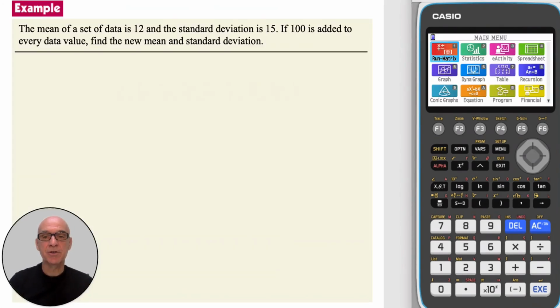In this question, the mean of a set of data is 12 and the standard deviation is 15. If 100 is then added to every data value, we're asked to find the new mean and the new standard deviation.